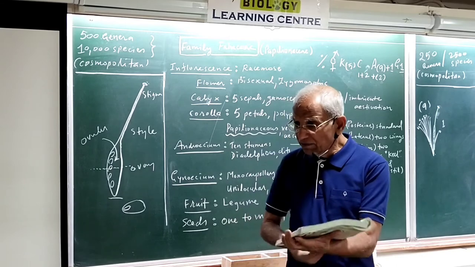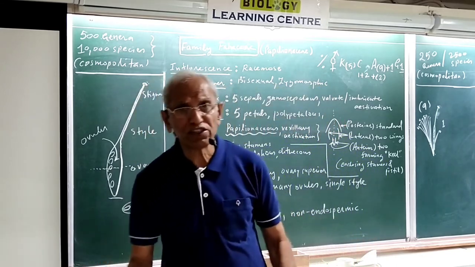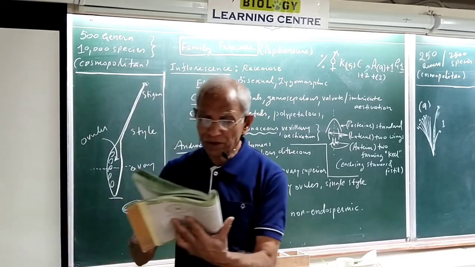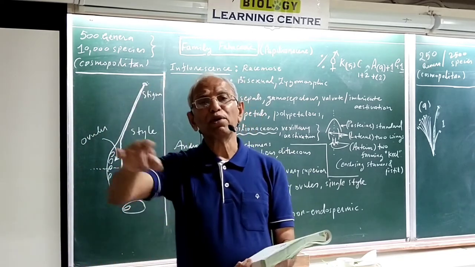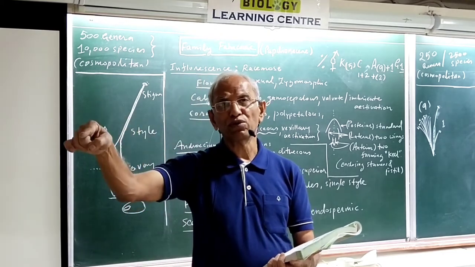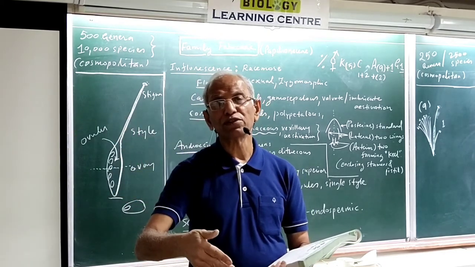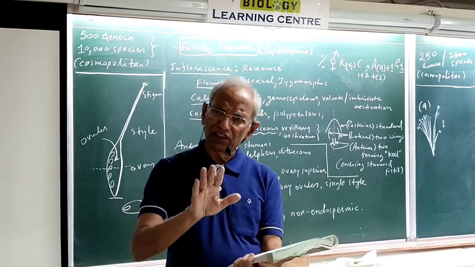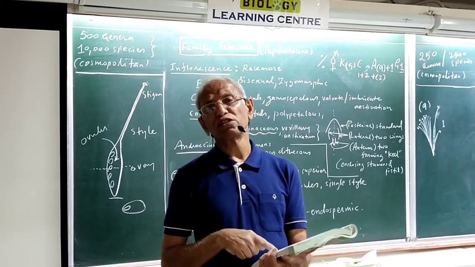What is the importance of the names of these plants? From the MCQ point of view, let me tell you. Suppose they will put up a particular plant: Sesbania and trifolium belong to. And there will be four options, the four families, and you have to choose the family to which they belong. That much only. Reverse is also possible.